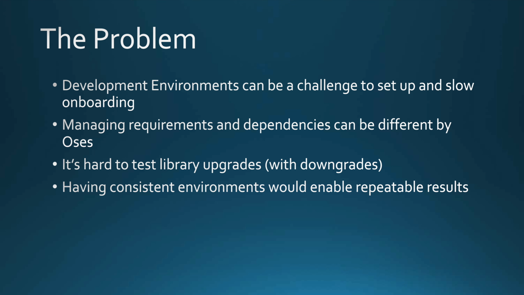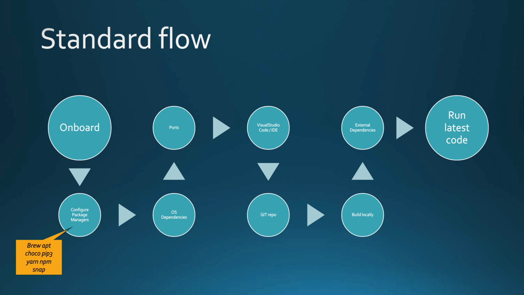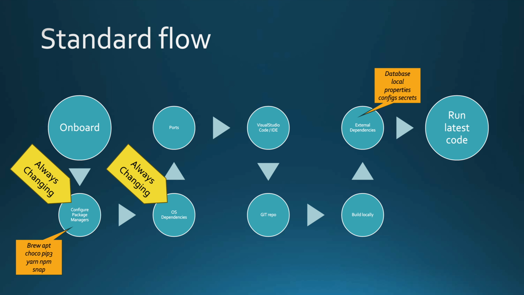We'll get our git clone repo, and we have to have git credentials and, well, all the fun with YubiKeys on that one. Build locally, and then we have external dependencies that we've got to deal with. Maybe we have to test a database or see an endpoint. Then finally, we can run the latest code if all goes well. And some of those external dependencies are things like databases, properties, configs, secrets.